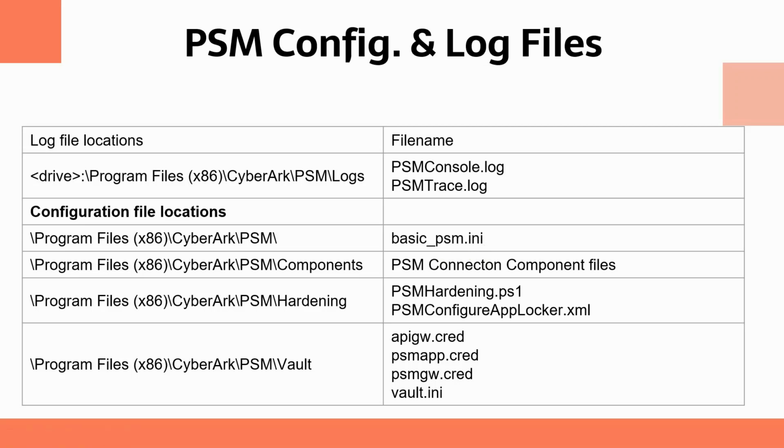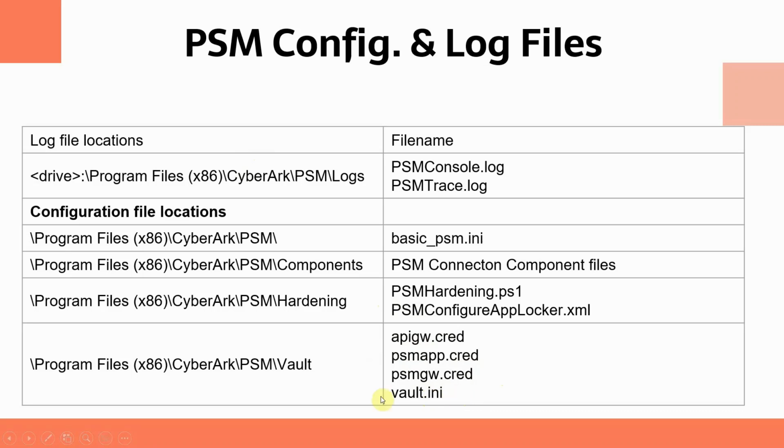The rest of the main configuration files you will find under the main installation directory of your PSM, under Components. And these are some hardening files and the component users of your PSM. So here you will find your PSM app user, gateway user, API gateway user, and the vault.ini file.